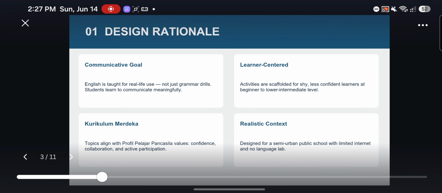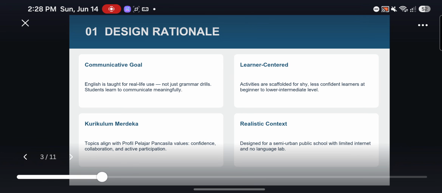The first thing I want to explain is the rationale behind this syllabus. In other words, why I made the choices that I did. There are 4 main reasons. The first, communicative goals. I designed this syllabus so that students learn English for real communication, not just memorizing grammar rules or doing drills. Every activity has a real purpose.